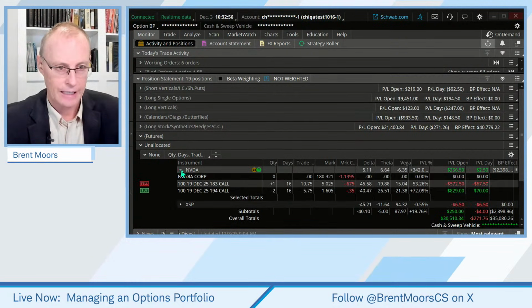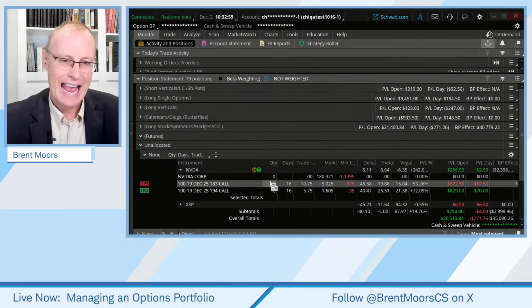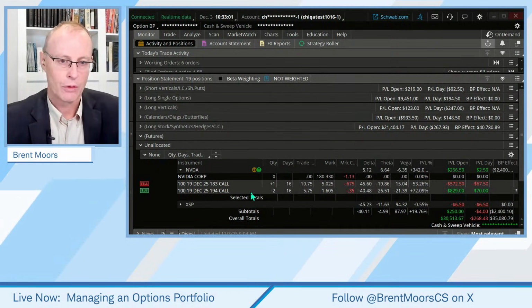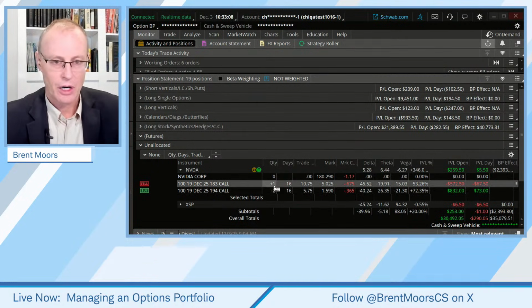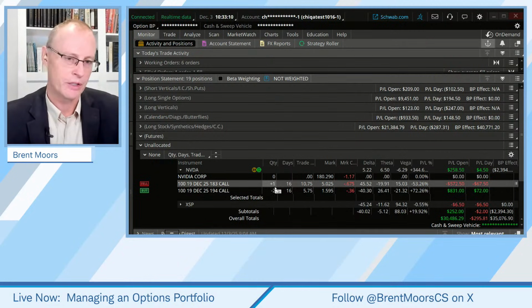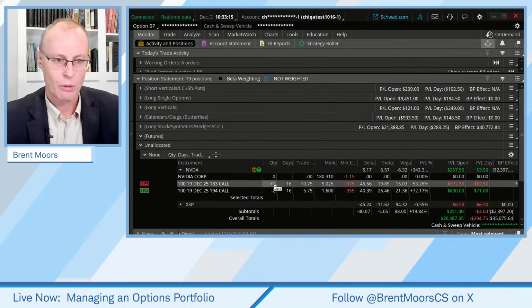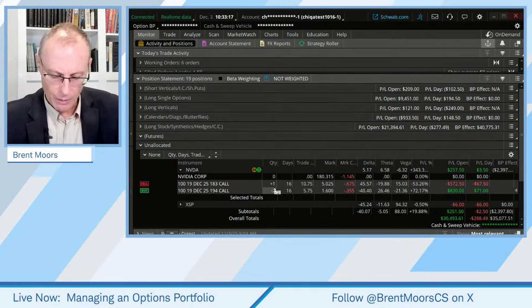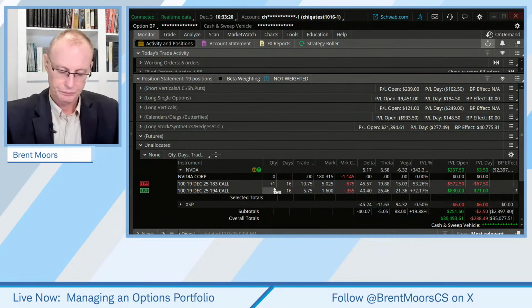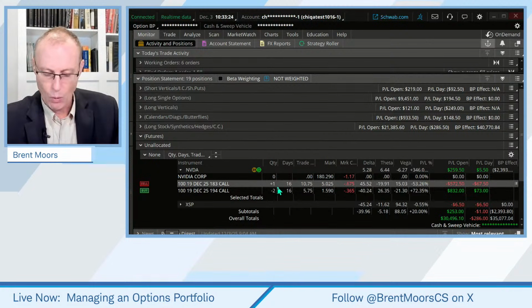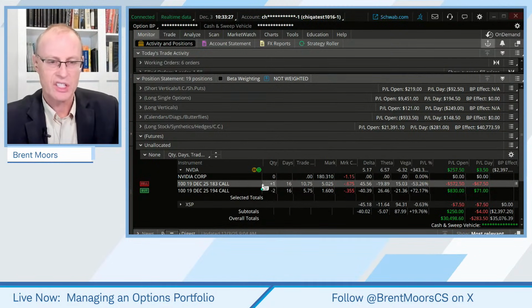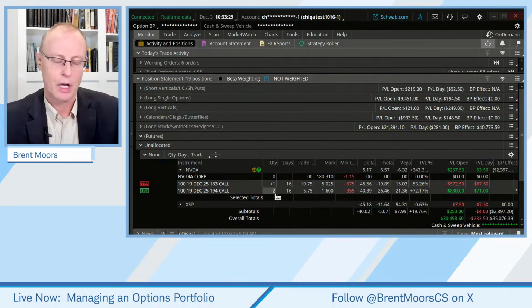Let's look for a sec at NVIDIA. I have a front ratio spread on NVIDIA here. This was entered almost 2 weeks ago, and we're doing okay on it. But here's what I want to point out on this. I want to see where I want this to go.